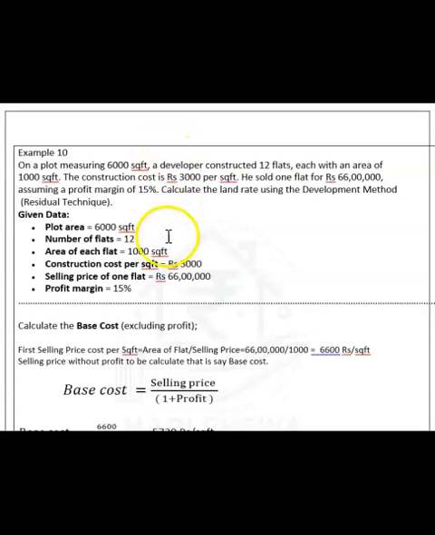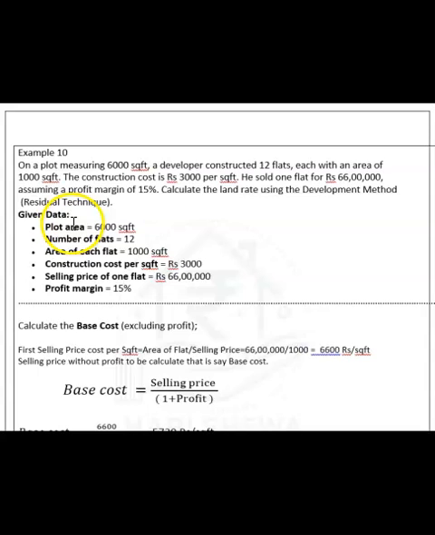First, we will calculate the complete cost of building. Then from the total sale value, we will minus it. Then we will get the land rate. Please go through the question in 30 seconds. Then we will start the solution. Okay, now we will start.